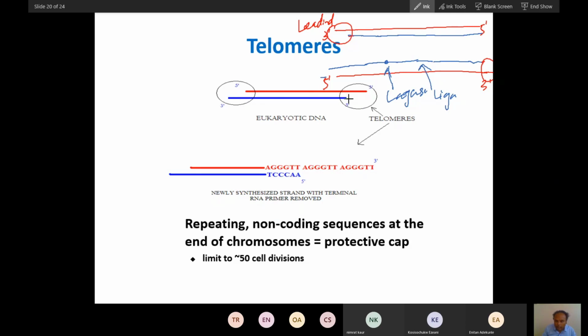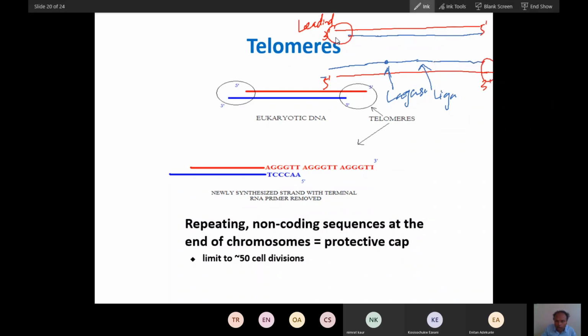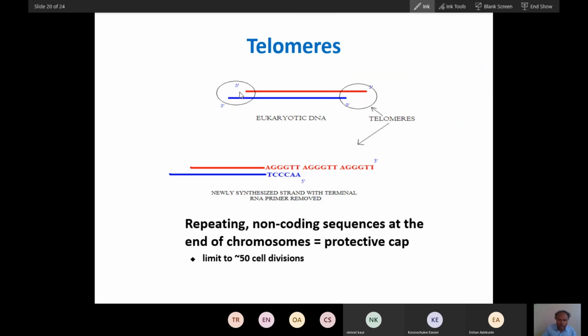So how can we synthesize DNA here? You have to synthesize one primer here, but there is no DNA template. So this end will be like this: one strand will be longer, one strand will be shorter. This end is secured by an enzyme called telomerase. These are telomeres. So these ends are secured by the enzyme telomerase.